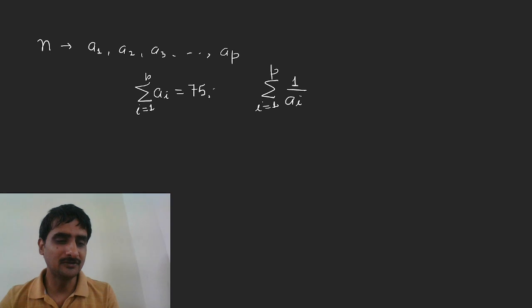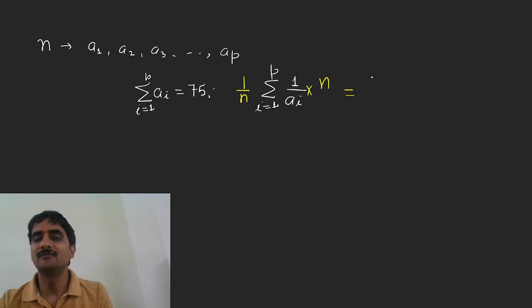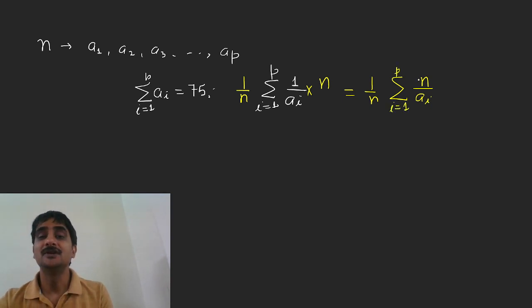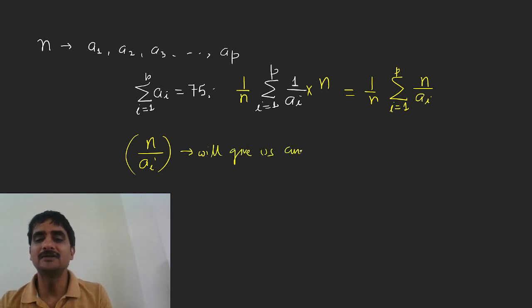See, what I thought was, let me multiply and divide this by n. So we have 1 by n times the summation of n by ai, i goes from 1 to p. Now see, for every factor ai, n by ai will give us another factor of n. Yes or no?